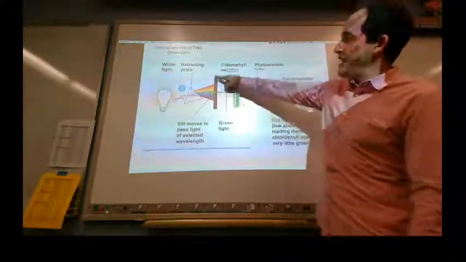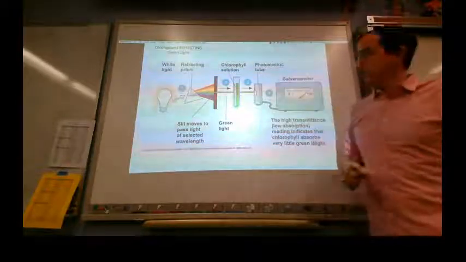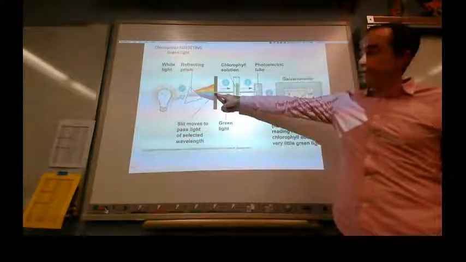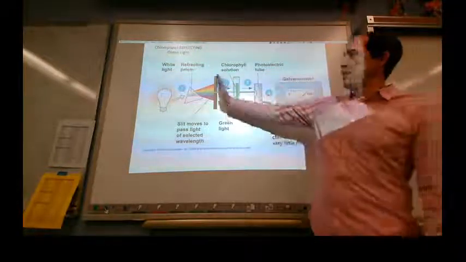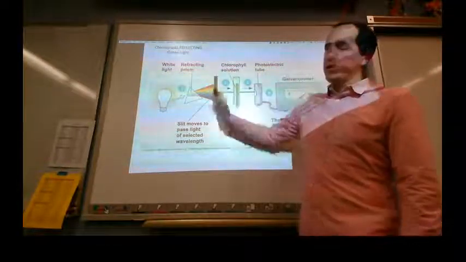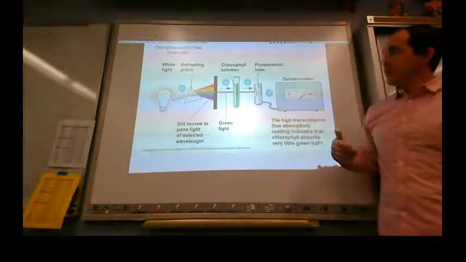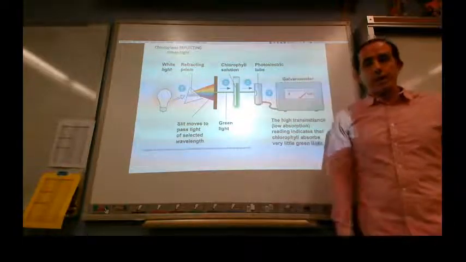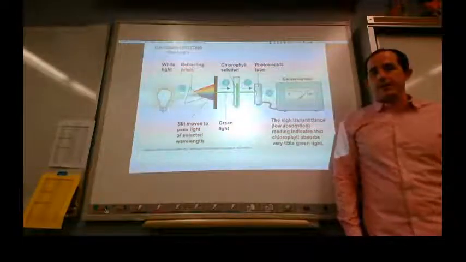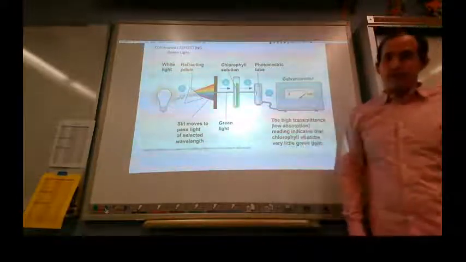And then we're going to send that visible spectrum through a slit, basically a little membrane, a little structure that's going to only allow certain wavelengths of light through. In our test tube here, we're going to have a solution with chloroplasts suspended in it. So we're going to shine this green light on those chloroplasts.